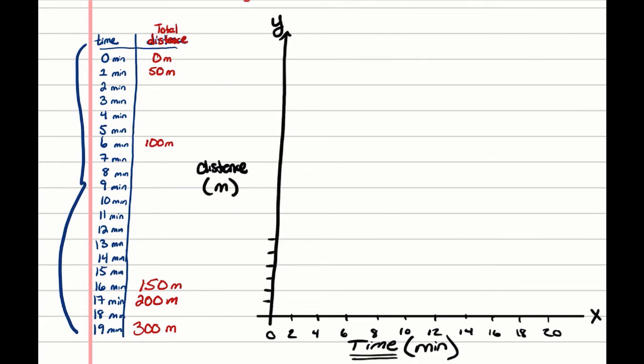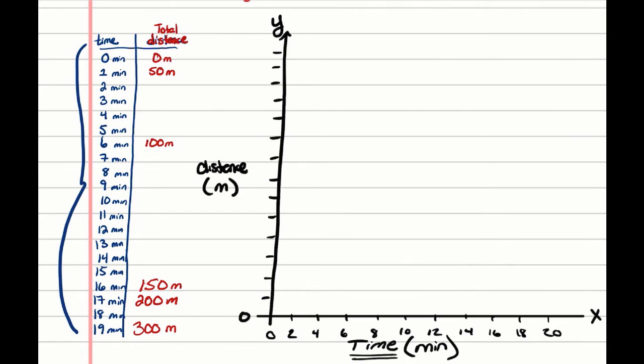So I'm going to go 1, 2, 3, 4, 5, 6, 7, 8, 9, 10, 11, 12. Those are a little too close together. I'm going to spread them out a little bit. 1, 2, 3, 4, 5, 6, 7, 8, 9, 10. Okay, now that's too spread out. 1, 2, 3, 4, 5, 6, 7, 8, 9, 10, 11, 12, 13, 14.